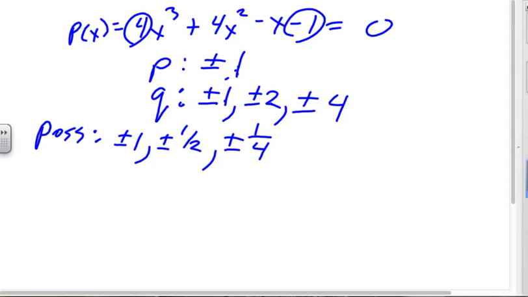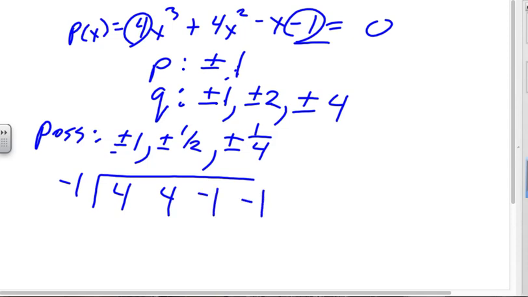All right, so what I'm going to do here again is start out and pick one of these. I'm dealing with a cubic, and again, I can't factor out because of this. I'm hoping that I can pick one of these so I don't have to mess with the fractions. So what I'm going to do is try -1, and I'll use synthetic, and I'm going to have 4, 4, -1, -1, my coefficients.